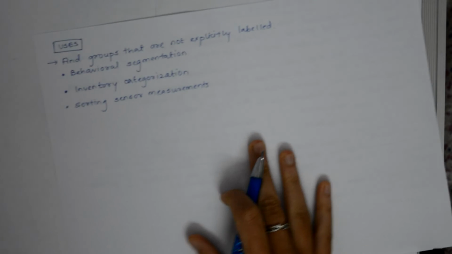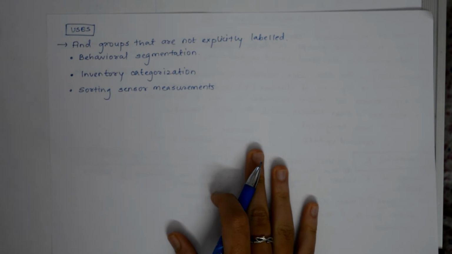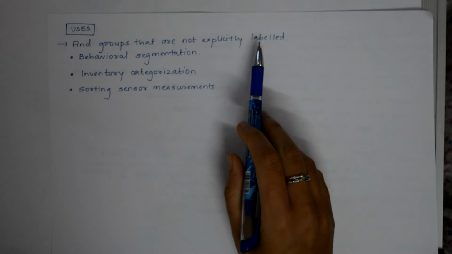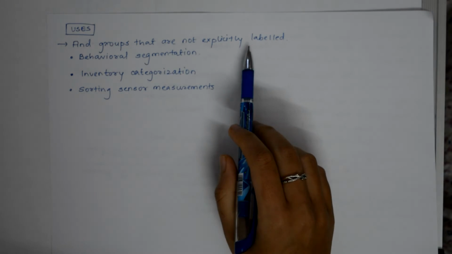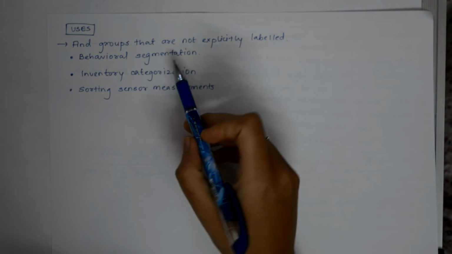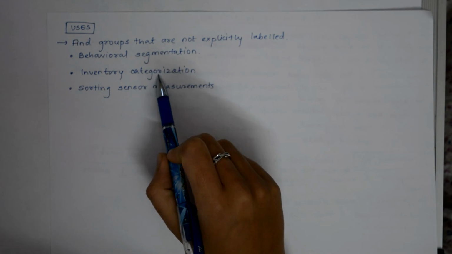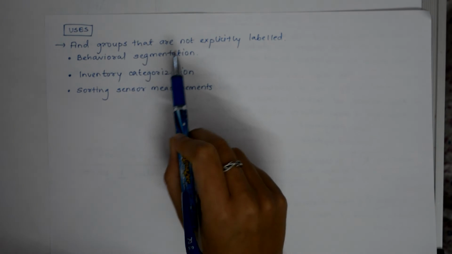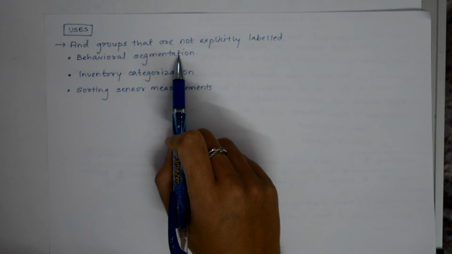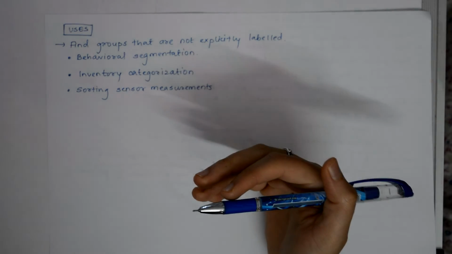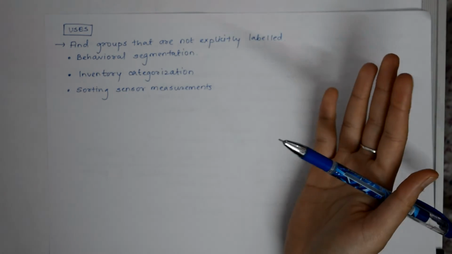What are the uses of k-means clustering? It finds groups that are not explicitly labeled. We have three types: behavioral segmentation, inventory categorization, and sorting sensor measurements. Under behavioral segmentation, we have examples like segmentation by purchase history or segmentation by activities on application websites.